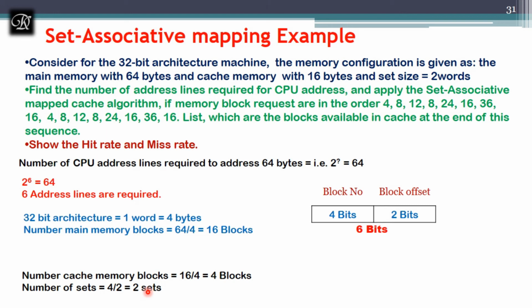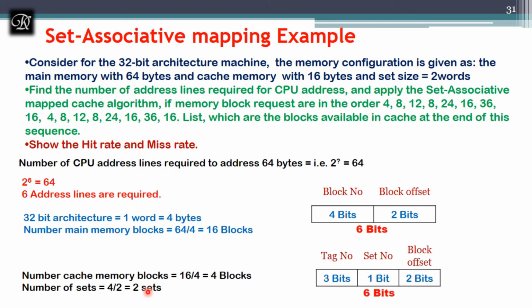In this cache, we can see over here the block offset is constant compared to the main memory, and for the set number I have taken only 1 bit. Why? Because I am having only 2 sets, 0 or 1. So 1 bit is sufficient to represent the set number, and the remaining 3 bits, whatever they are, will go to the tag number.